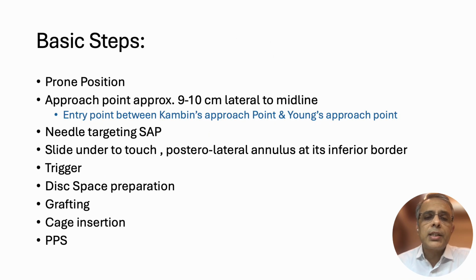If we look at the basic steps of the surgery, it is done always under prone position. Approach entry point is approximately 9 to 10 centimeter lateral to midline. Entry point is ideally between the Kambin's approach point and Young's approach point. I will take you through this in a while.